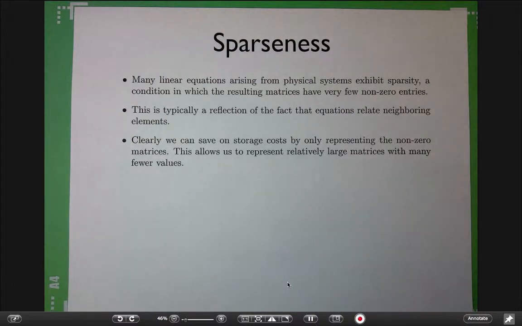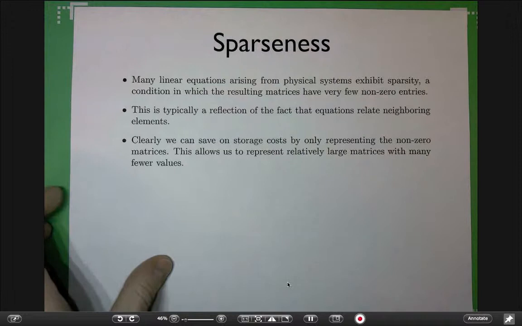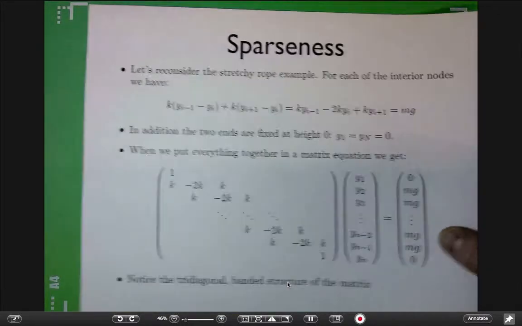The algorithms get then much more complicated. That's what makes the design of linear system solvers less trivial, is exploiting sparsity. Let's look at the stretchy rope example again.